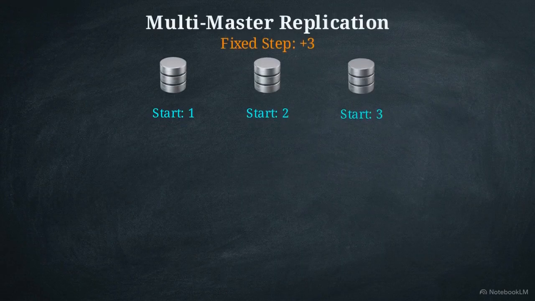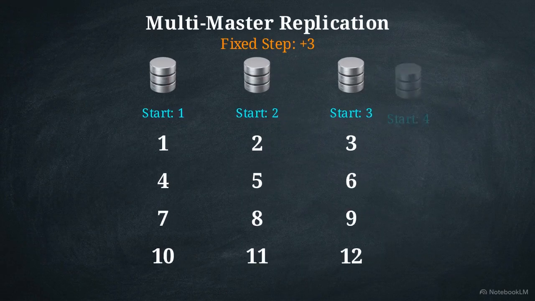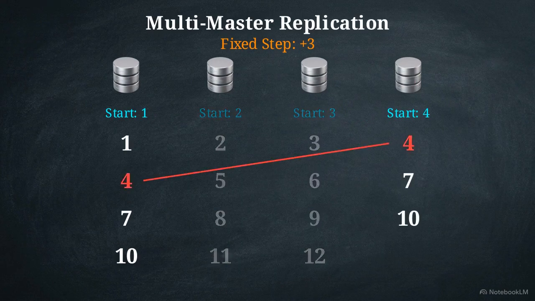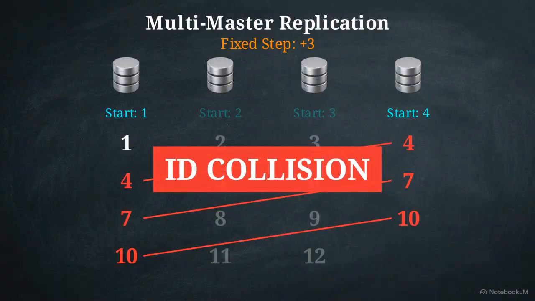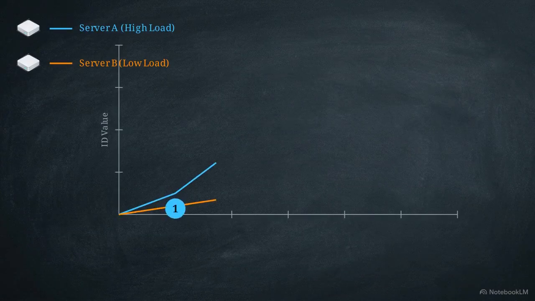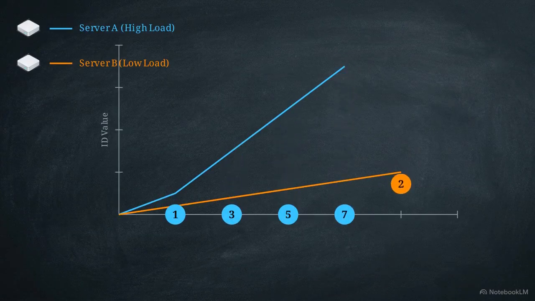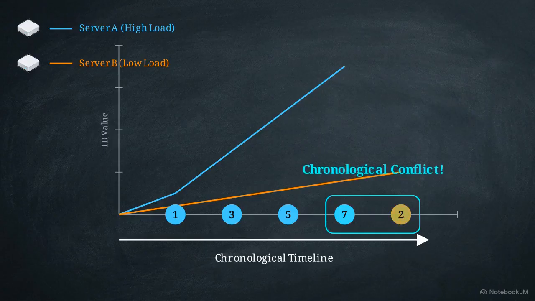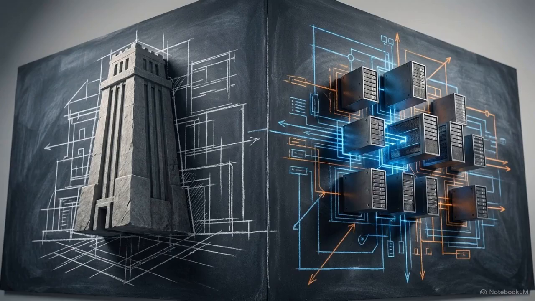The stepping math collapses the moment you add a new database server to handle increased traffic or remove an existing one for maintenance. Operating this across multiple geographically distant data centers requires perfect network coordination, introducing severe latency. Because different servers experience different load profiles, the IDs generated across the cluster do not strictly correlate with time. Multi-master replication works for static infrastructures, but it lacks the flexibility required for elastic systems.